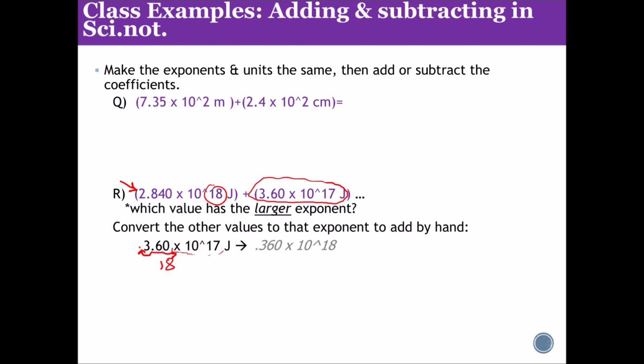So this is my new value that I can now easily add by hand by lining up the decimal. When I add 2.840 plus 0.360, I get 3.2. And then carry down your times 10 to the 18th. That just means there are 18 decimal places following that decimal.